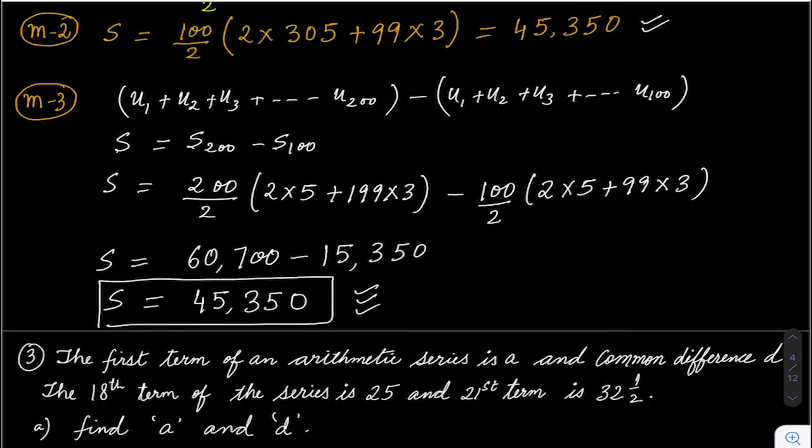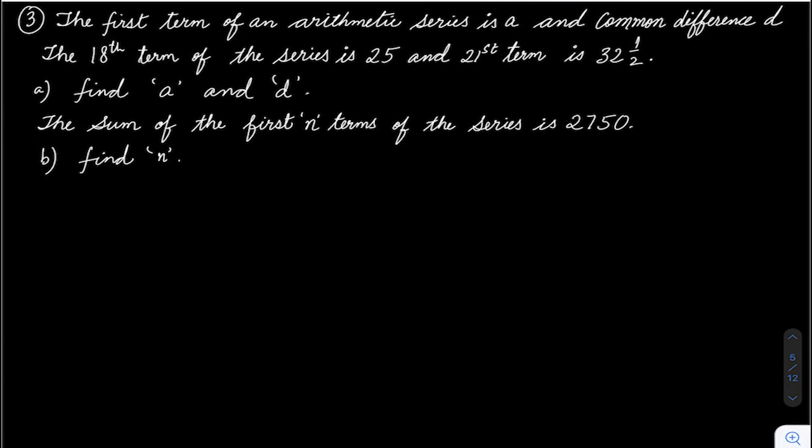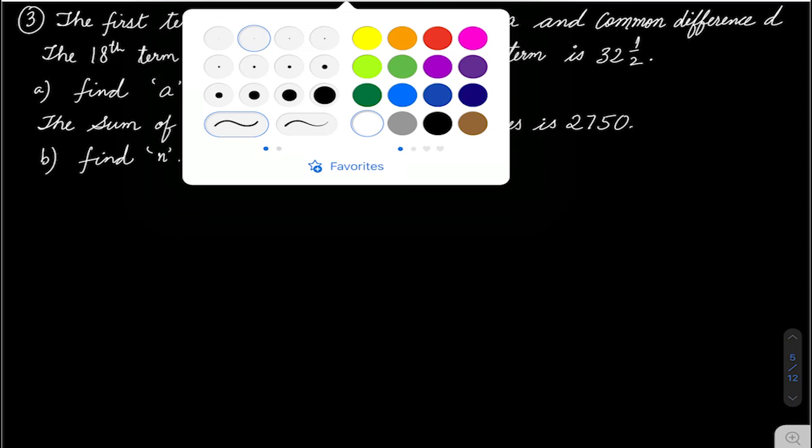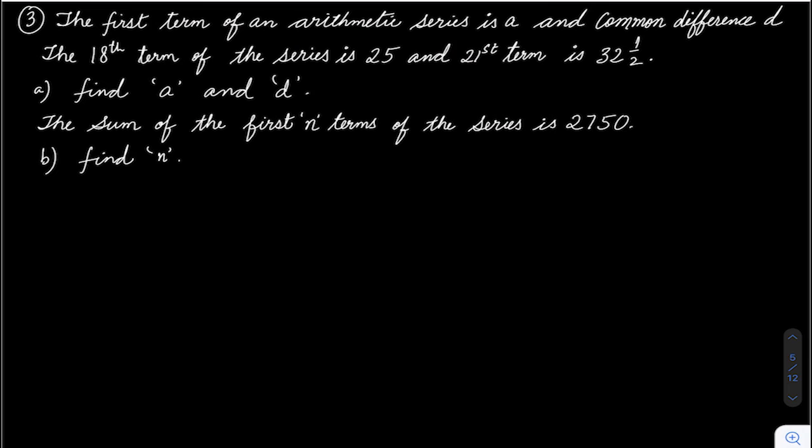Okay, so let's try one more question. So my third question is, the first term of an arithmetic series is A and common difference is D. The 18th term of the series is 25 and the 21st term is 32.5. Find A and D.